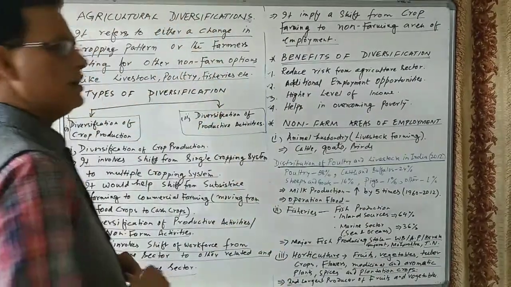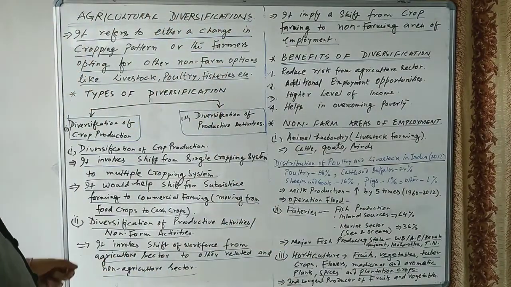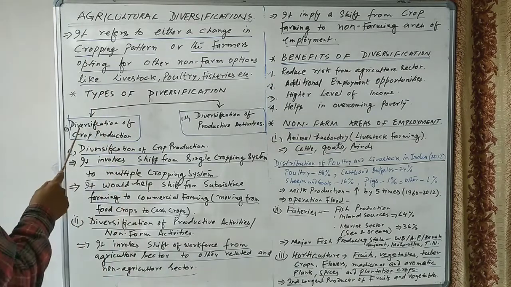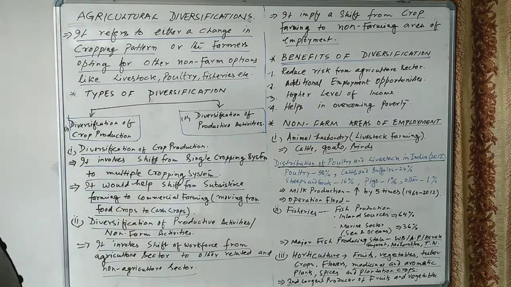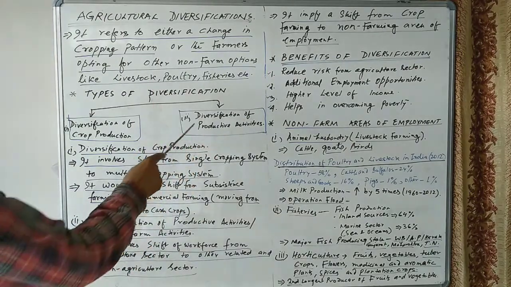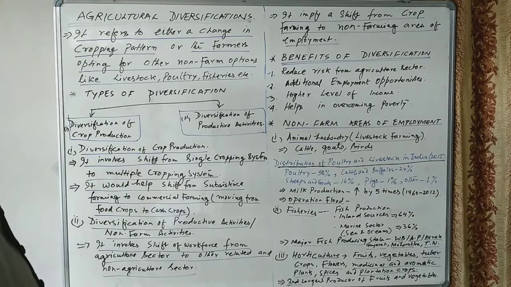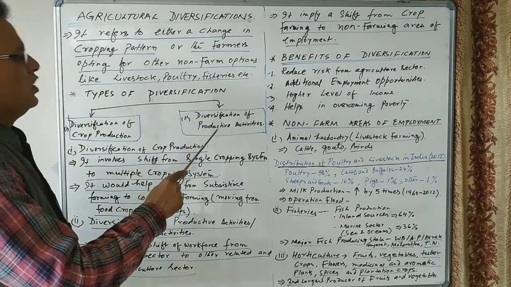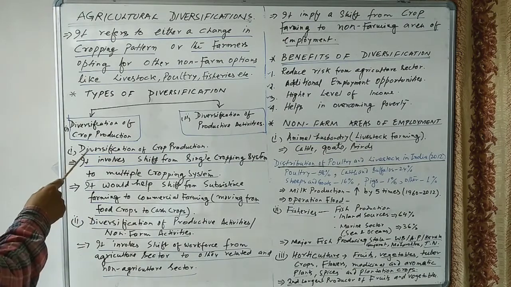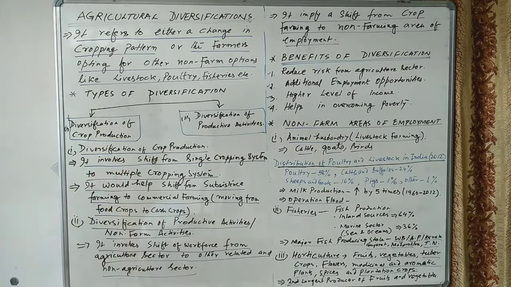Let us see the different aspects of diversification. Diversification is of two types. We can say there are two aspects of diversification. One is called diversification of crop production. Another one is called diversification of productive activities, which means diversification into non-farm activities.